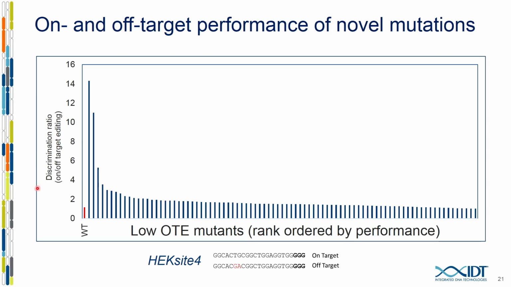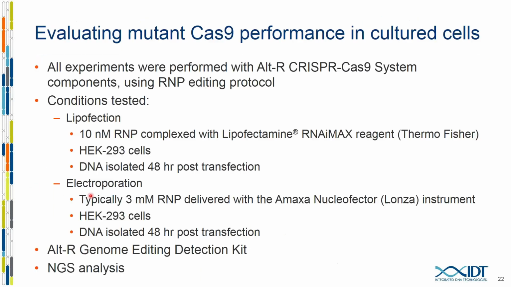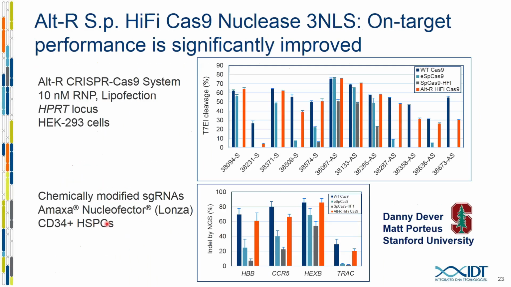But we tested the best of these, purified a handful of them, tried different combinations, and we ultimately settled on one particular attractive mutant, and we tested it using the same sort of experiments that we examined the original high fidelity proteins with. And we did this again, lipofection at the HPRT locus with the RNAiMAX reagent from Thermo Fisher, immortalized cell lines, and also our good collaborators tested with electroporation into primary cells.